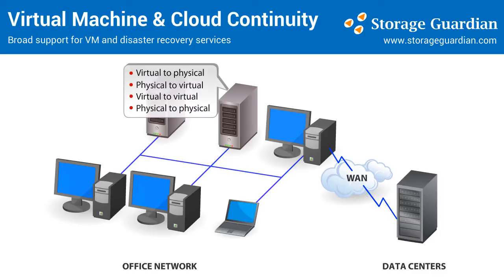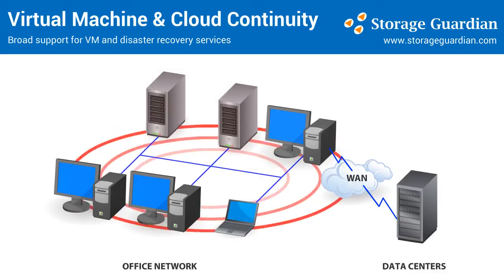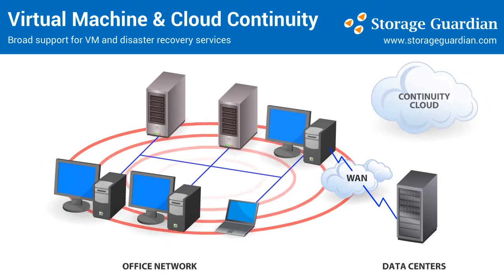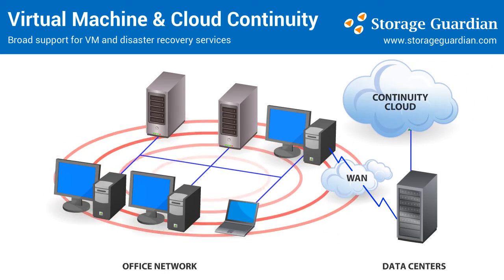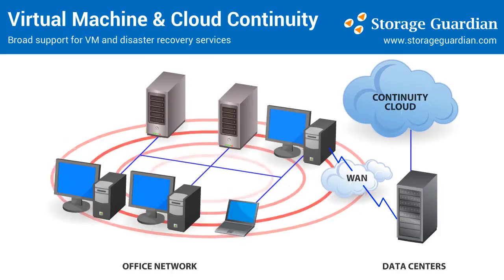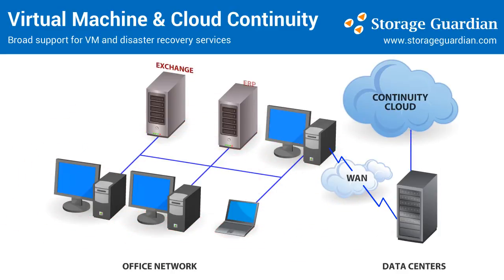But if you experience a catastrophic data loss, we can restore your data from our data centers directly into our continuity cloud at LAN speeds. Your employees can then access their applications and data securely from this cloud temporarily until your applications and data are restored back to your office network. Our VM and cloud continuity features make our service as flexible as ever and help you recover quickly from any disaster.